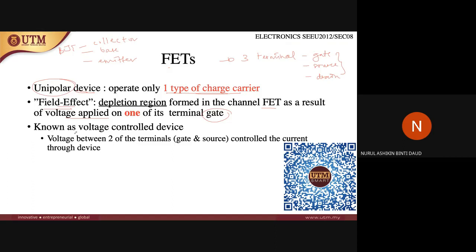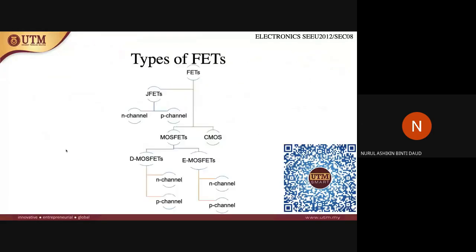All right, so it is known as a voltage control device because the voltage between two terminals, which are gate and source, will control the current through the device. So that's why it is known as a voltage control device, because the voltage between gate and source will control the flow of current inside the device. So let's look into the types of FETs.